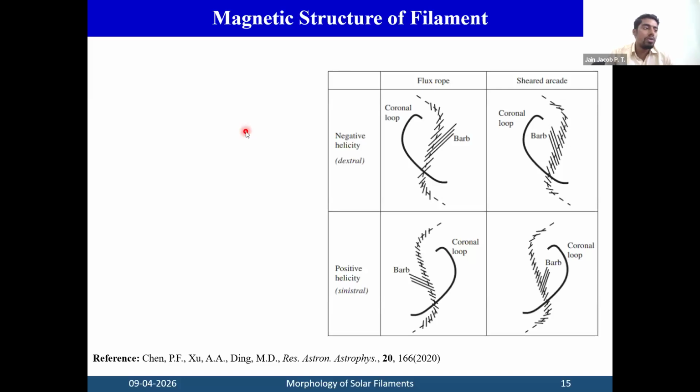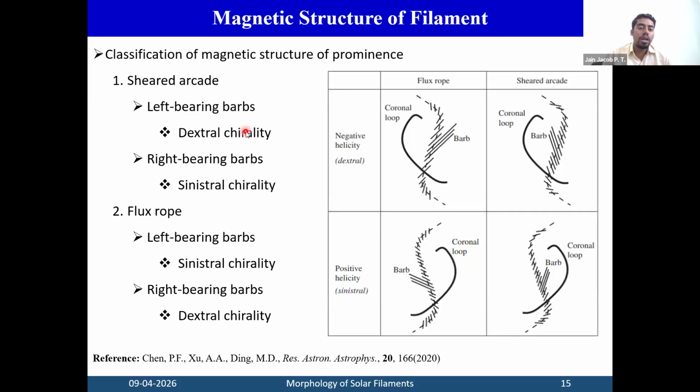Using this estimation, we have estimated the bearing sense and the skewness of the coronal arcade associated with the filament. Using these two estimations, we can find the magnetic structure of the filament. So from the orientation of the coronal arcade and the filament barb orientation, we can classify the filament into two types of magnetic structure: flux rope or sheared arcade. So the classification is like this.